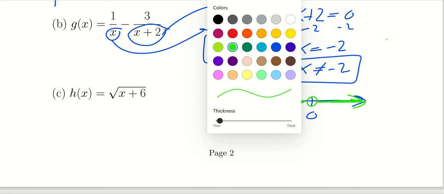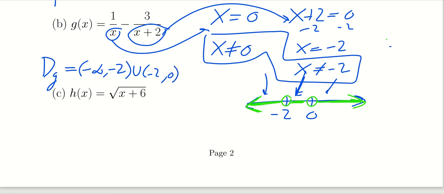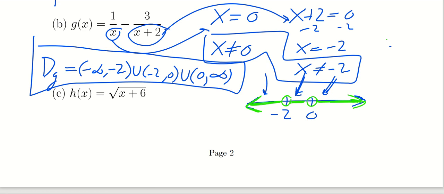And so it's going to be this set here. And if you have the graphed interval, I find a lot of times that helps students to be able to write interval notation. It's kind of 3 disjoint intervals. We have the part from negative infinity up to but not including negative 2. Then we have the part between negative 2 and 0, not including those. Union. Then we have the last interval, which is everything not including 0 and all the way towards positive infinity. So this would be the domain for g.